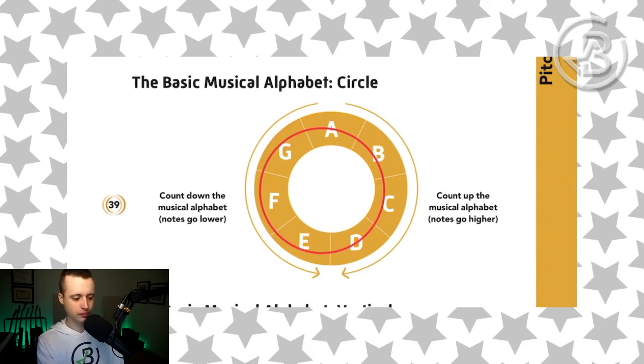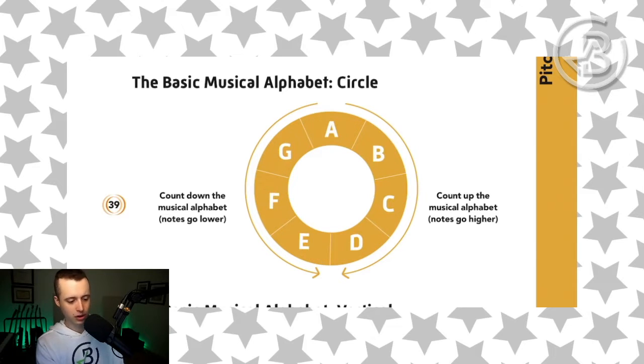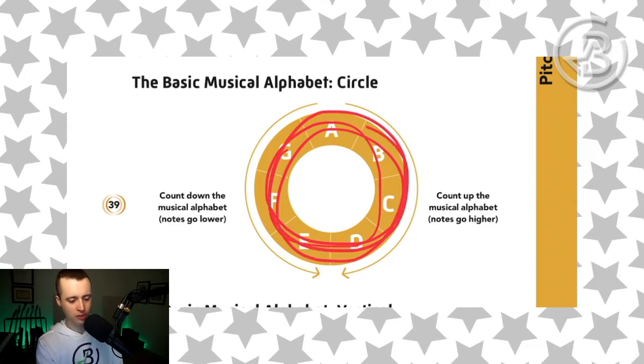Lower and lower. Remember, we can start anywhere on the basic musical alphabet. We can start on B. B, C, D, E, F, G, go round and round and round. We can go backwards, starting on any letter. Start on G, and we go backwards.